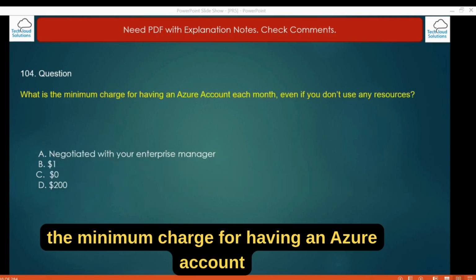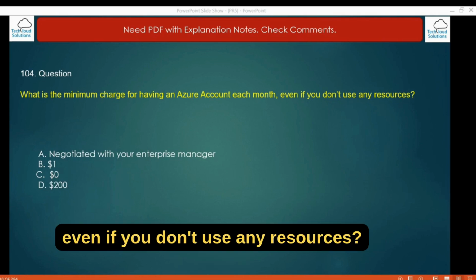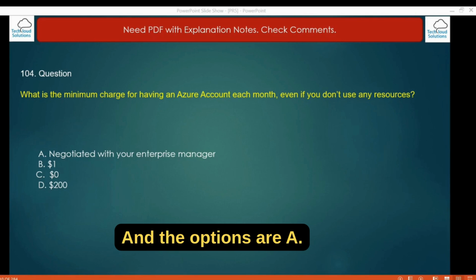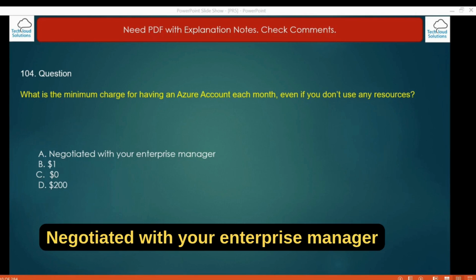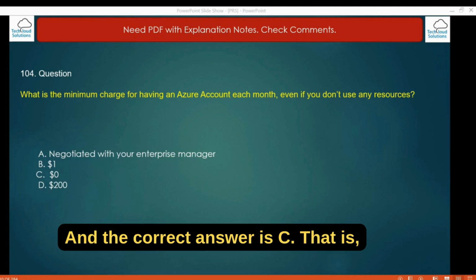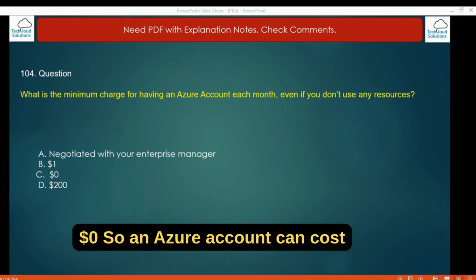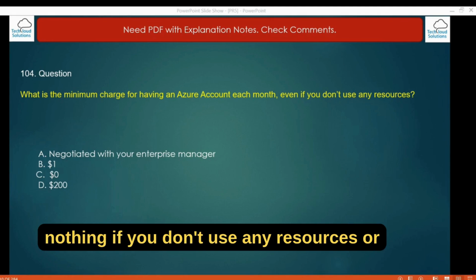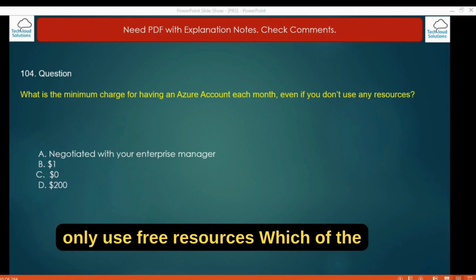Question number 104. What is the minimum charge for having an Azure account each month, even if you don't use any resources? And the options are A. Negotiated with your enterprise manager, B. $1, C. $0, D. $200. And the correct answer is C, that is $0. So an Azure account can cost nothing if you don't use any resources or only use free resources.